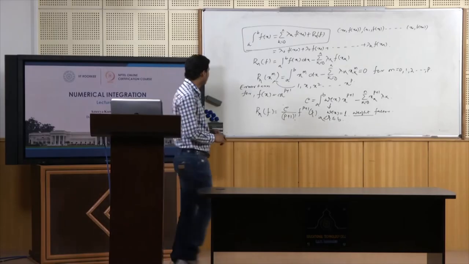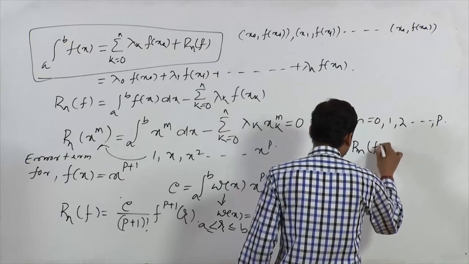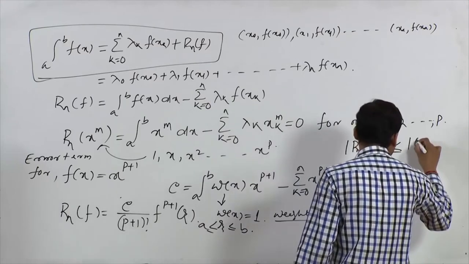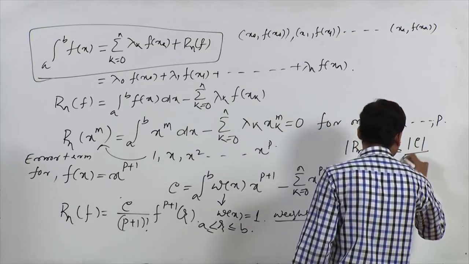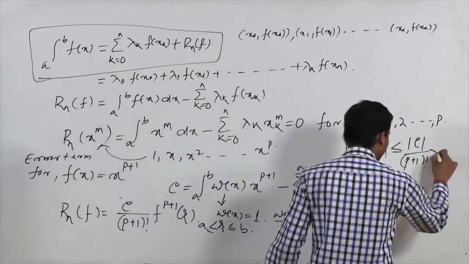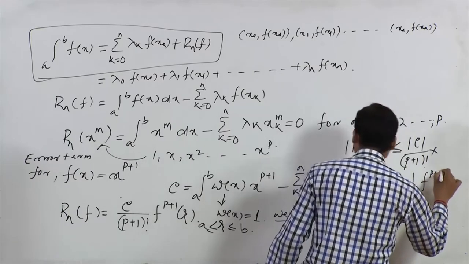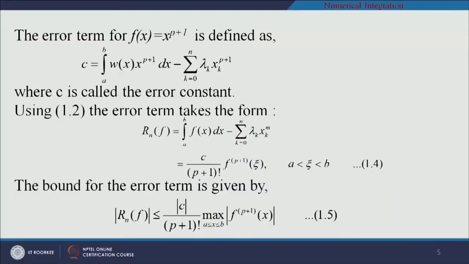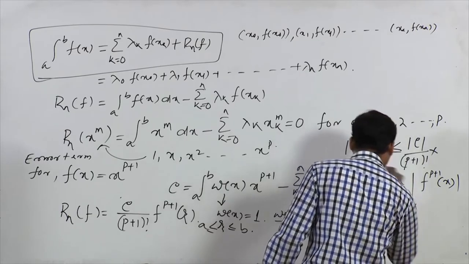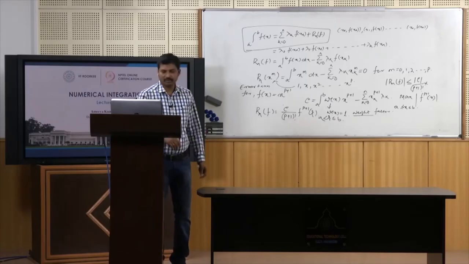And if we want to find the bound for this error term here, we can take the absolute error term. This should be less than or equal to the absolute value of c by p plus 1 factorial, multiplied by the maximum of f to the power p plus 1 of x for x lying between a and b here. This completely defines the bound for the error term.